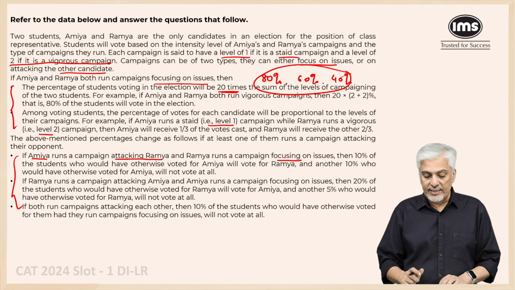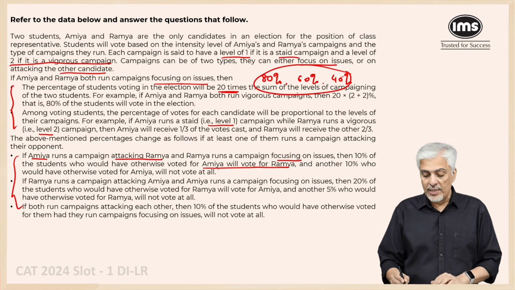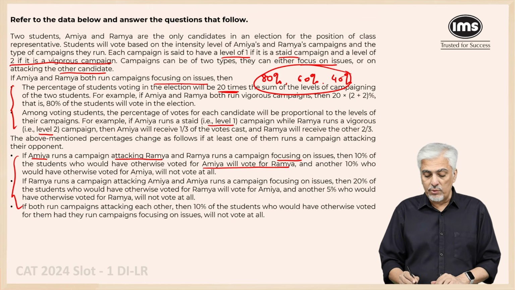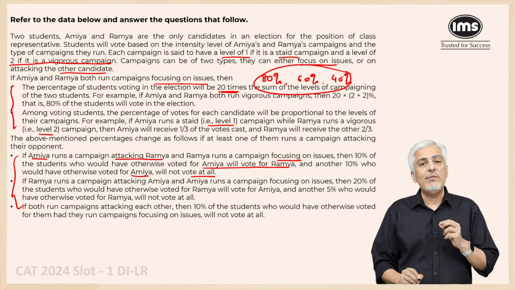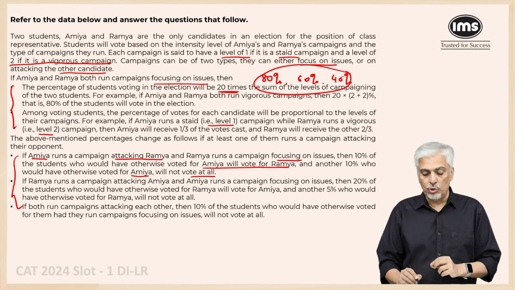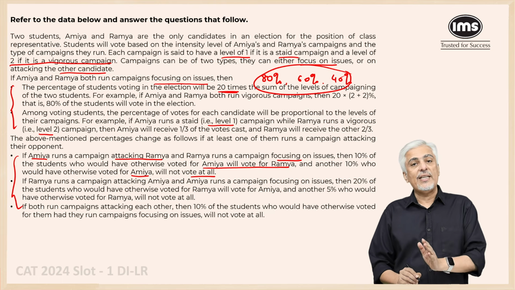So, then 10% of the students who would have otherwise voted for Amya will vote for Ramya. So, if somebody is going to play the attacking role, they will lose votes. That's important. 10% of voters will go from A to R, and another 10% who would have voted for Amya will not vote at all. So, in all, there will be a loss of 10%.